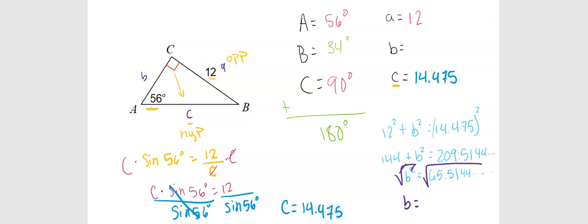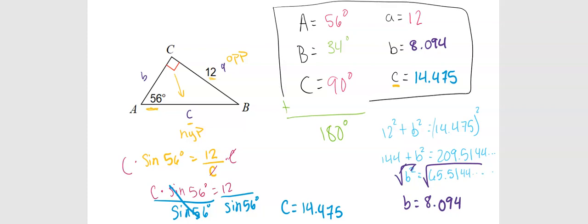I'm getting, let me round here, 8.094. Since the value after that 4 was a 1, I'm going to round down and just leave it where it's at. The 8.094. Now, let's take a look here. 34 degrees has the smallest side value, so that's looking pretty good so far. 56 and 12, 90, and 14.475. This actually does make sense in context of our triangle, so we have officially found all of the sides and the angles. We have solved it.